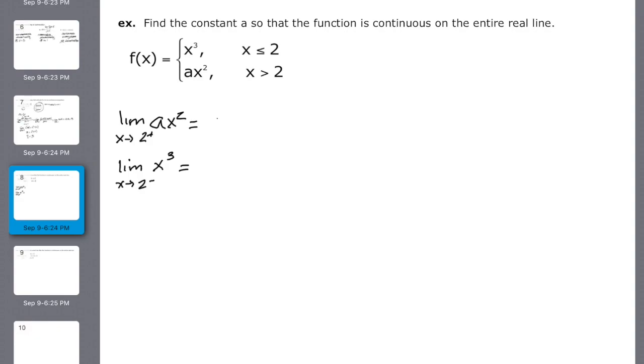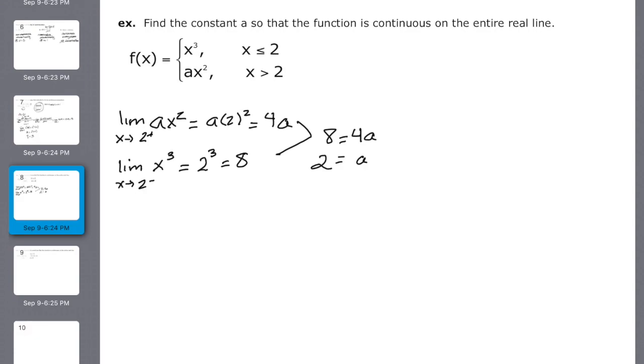Limits are all about the plug-in, so that's what we're going to do. This gets us to 4a. We don't know what a is, but my limit process leads me to that 4a, and I'm going to trust that right now. Here we go, 2 to the third equals 8. In order for my limit to exist, these two values must be equal. So what am I going to do? I'm going to set them equal to each other and, of course, solve for a, so a is equal to 2.